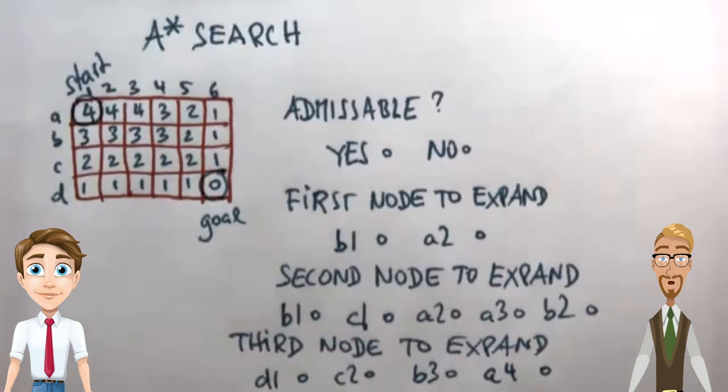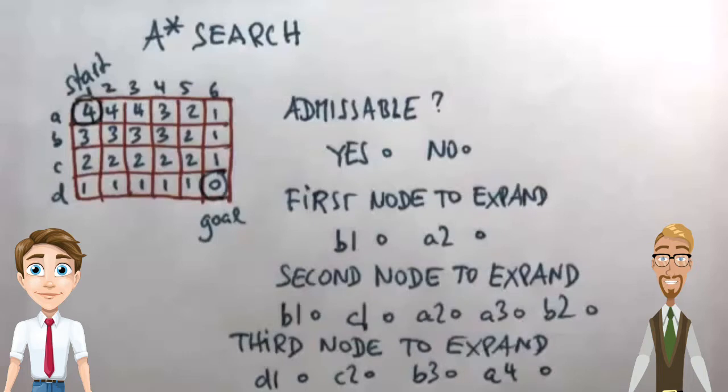Title is A star search. It shows a 4-row, 6-column grid. The row is indexed by A, B, C, and D. The column is indexed by 1, 2, 3, 4, 5, and 6. The start point is in A1 and the goal is in D6.